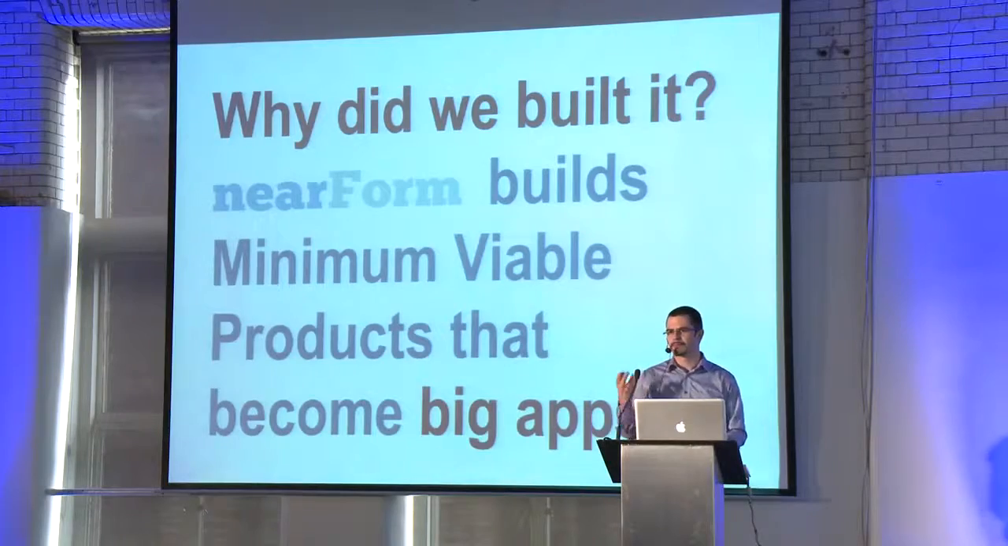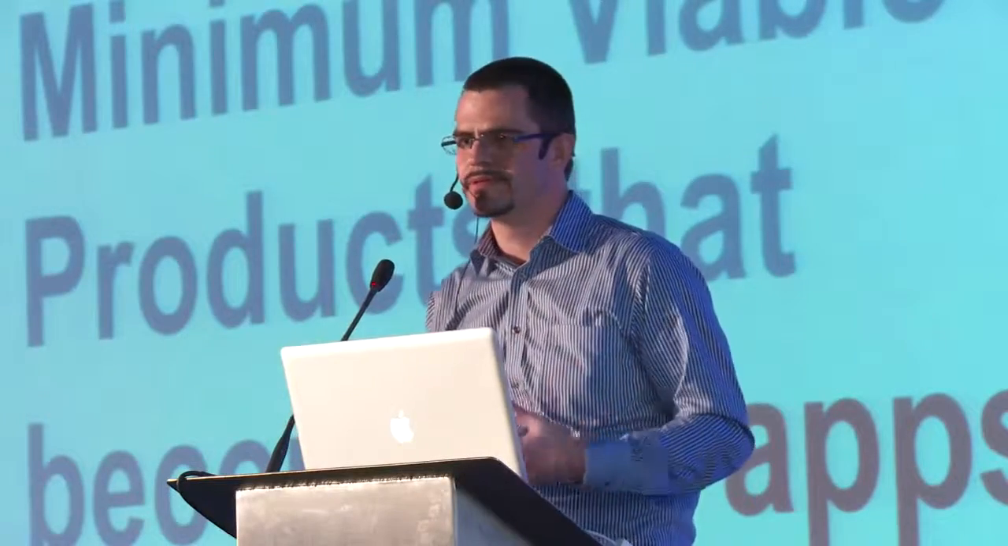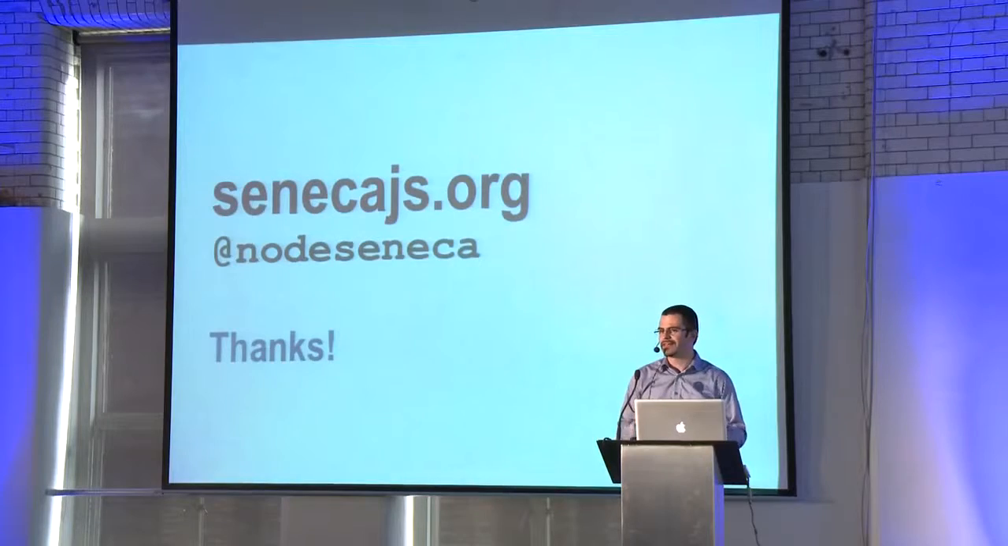The last question, why did we build it? We built it to solve our own problem. Okay, so people come to us and ask us to build minimum viable products, the first version of their idea. The problem is not when it fails, the problem is when it's successful and has to be scaled up. And it's a real pain if we have to rewrite the thing. So Seneca allows us to scale up the code, to scale up the business logic, and keep going with the client when they're successful. Thanks very much.